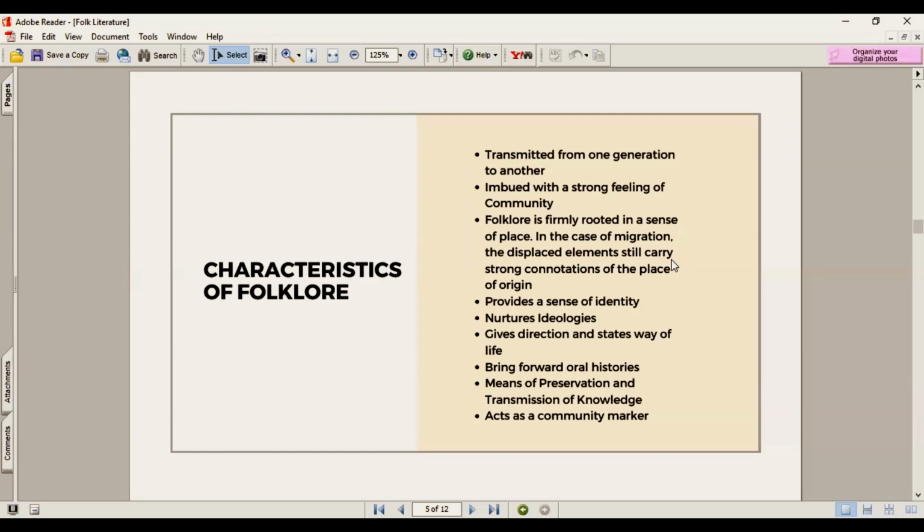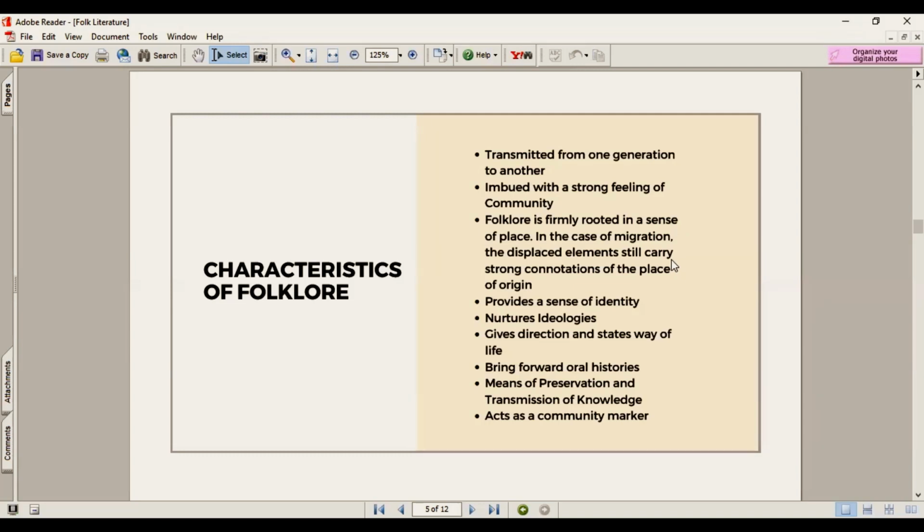In case of migration, the displaced elements still carry strong connotations of the place of origin. So we see that when a particular community moves from one place to another, they carry certain cultural nuances with themselves. And we can't say that it doesn't get assimilated over there. It does get assimilated with the nearby cultures, nearby communities. But then it has this strong sense of place from where it belongs.